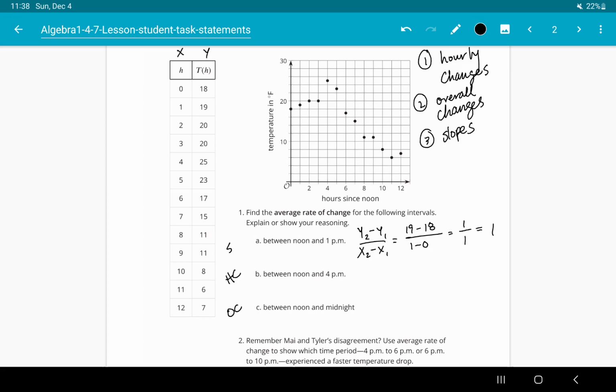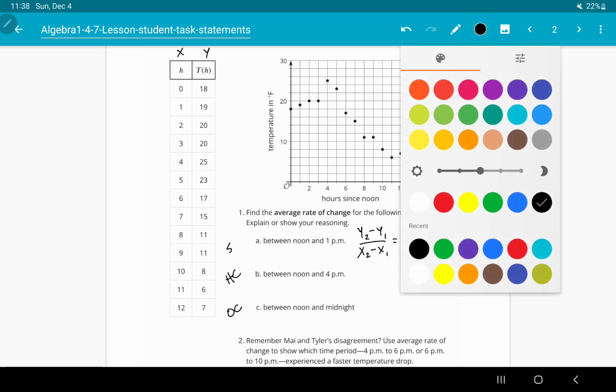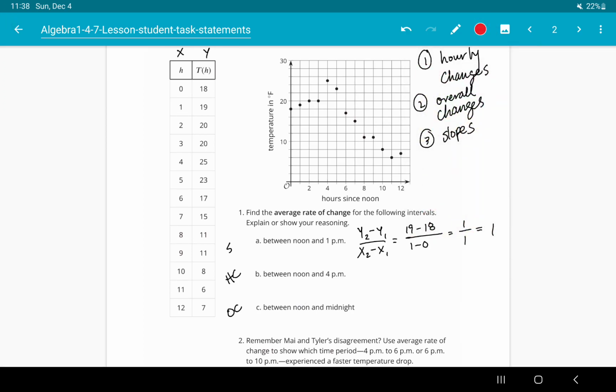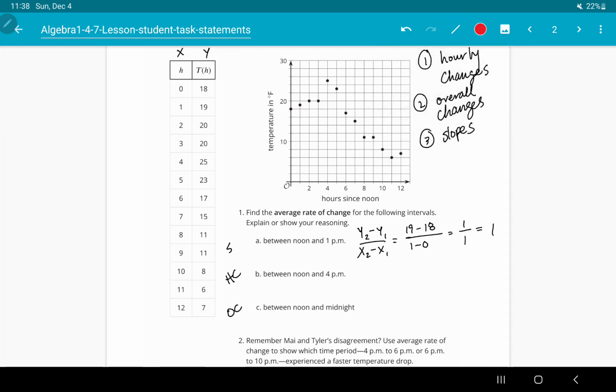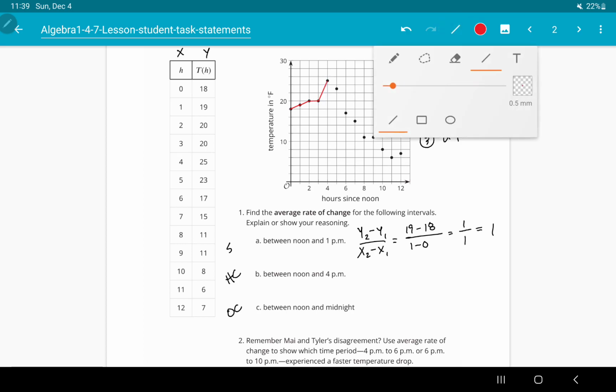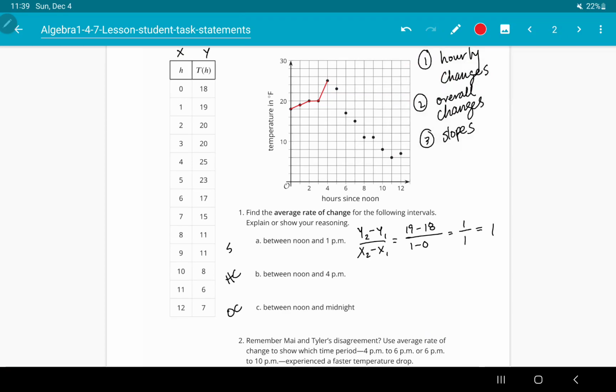Okay. For between noon and 4 p.m., another strategy that we can use, I'll do this one in red, is we can figure out how much it changed every hour and then add them all up. So here's the first change, here's the second change, here's the third change, here's the fourth change, and then we can add up all of those changes and divide by how many changes there were.